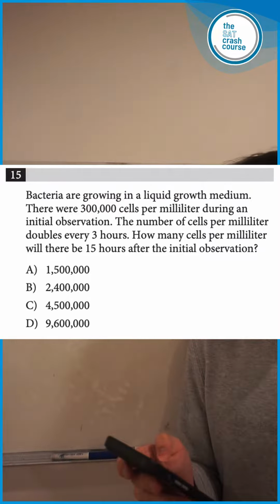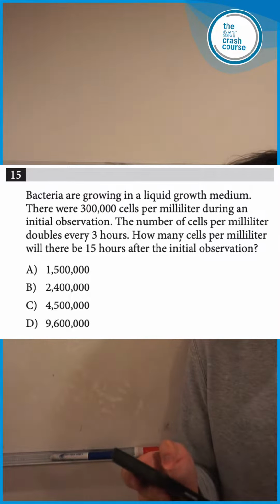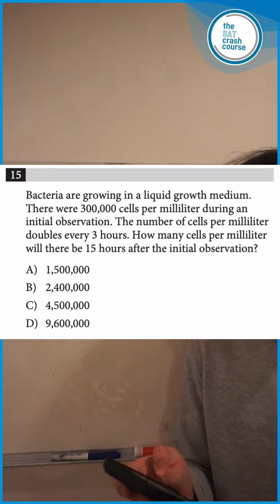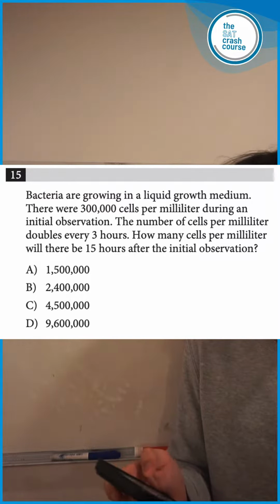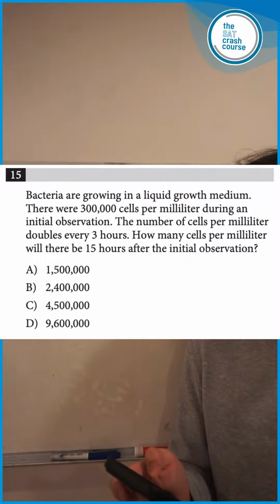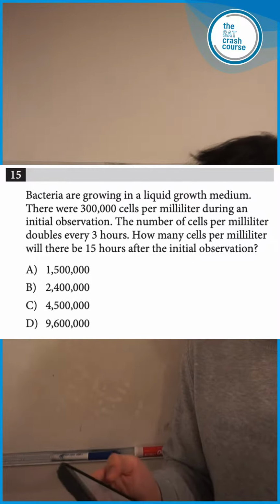Question 15. Bacteria are growing in a liquid growth medium. There were 300,000 cells per milliliter during an initial observation. The number of cells per milliliter doubles every 3 hours. How many cells per milliliter will there be 15 hours after the initial observation?